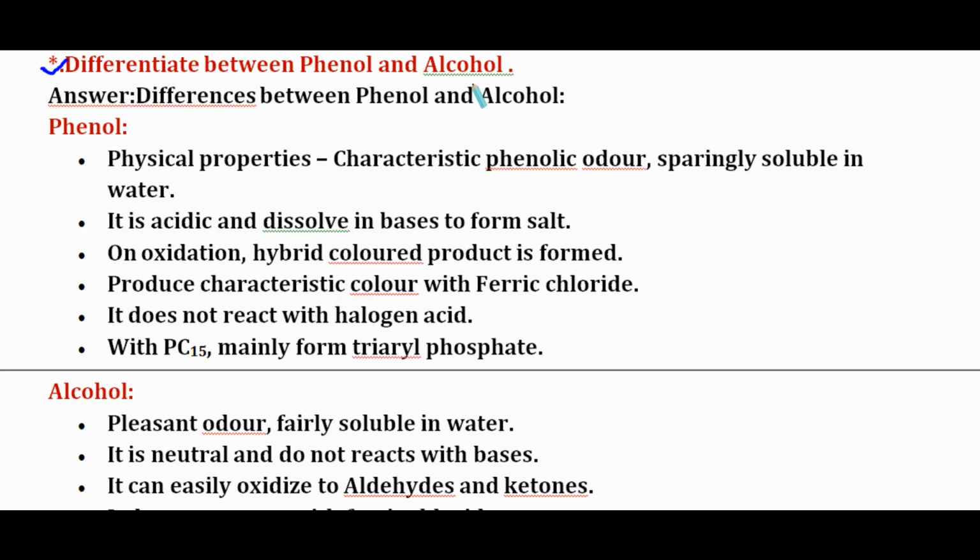Differentiate between phenols and alcohols. Here is point-wise difference. You can also draw a table for the difference. First of all, phenol. Physical properties, characteristics, phenolic odor, sparingly soluble in water. It is acidic and dissolves in the bases to form salt. On oxidation, a colored product is formed. Produces characteristic color with ferric chloride. It does not react with the halogen acid. With phosphorus pentachloride mainly forms triphenyl phosphate.